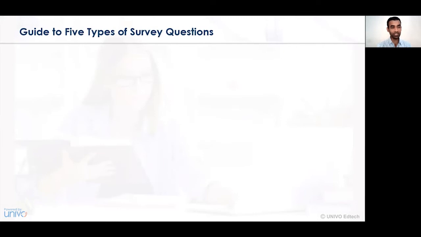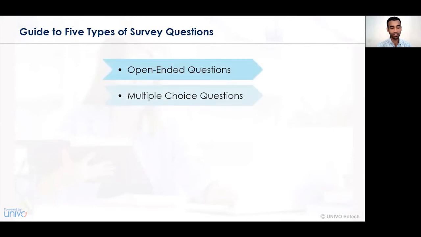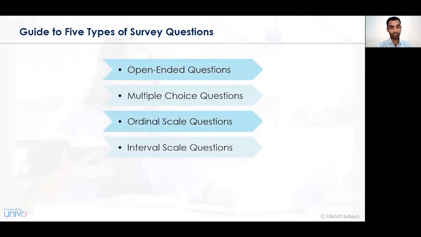Now let us understand the various guidelines provided for the types of survey questions. Number one is the open-ended questions. Number two is the multiple choice questions. Number three is the ordinal scale questions. Number four is the interval scale questions. Number five is the ratio scale questions. So in this way, various types of questions can be asked to a customer, based on what type of information we need or want to collect from the customers.